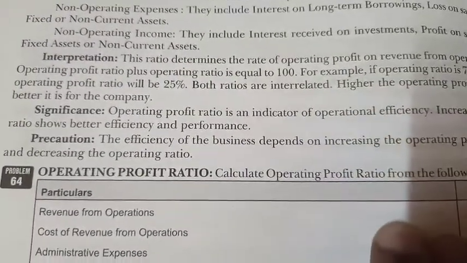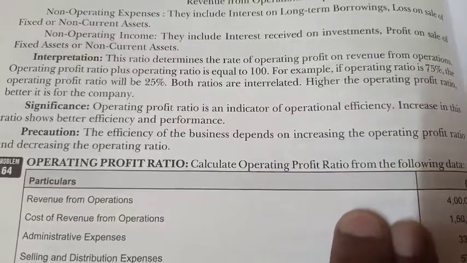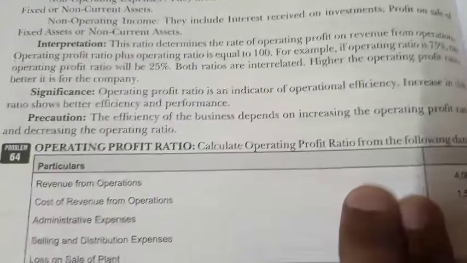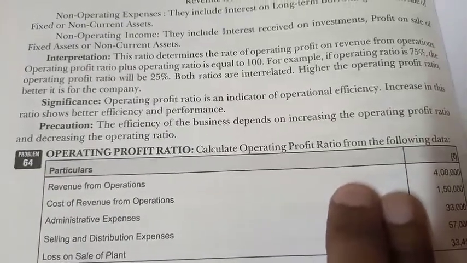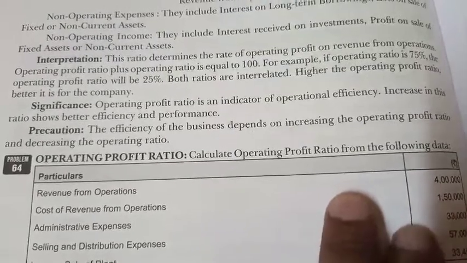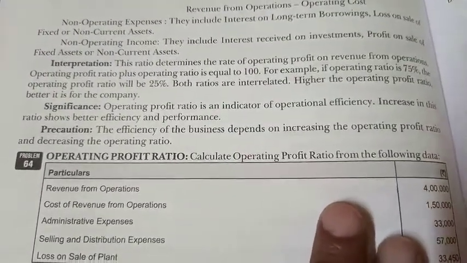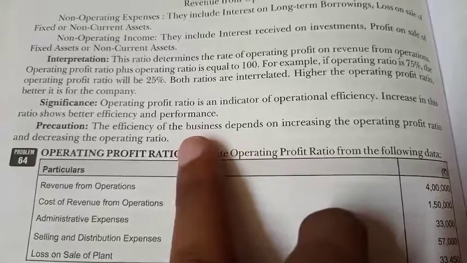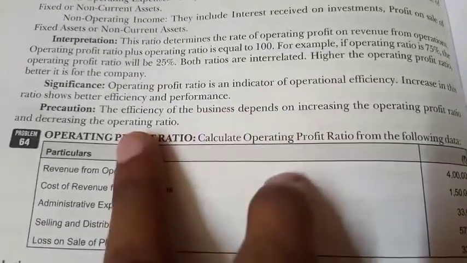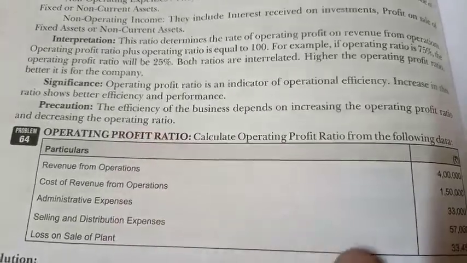What is the significance? Operating profit ratio is an indicator of operational efficiency. An increase in the ratio shows better efficiency and performance. What precaution should be taken? Precaution should be taken at the time of judging the efficiency of the business, which depends on the increase in the operating profit ratio and determining the operating ratio.